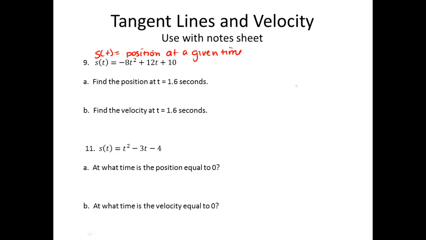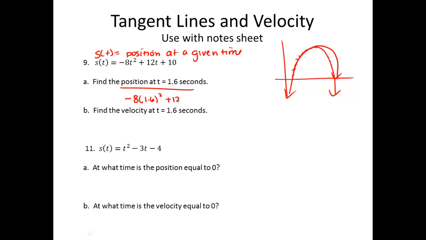So if we have a parabola, it's going to look like this, and we're talking about the position over time. So maybe we're talking about the height of something being thrown, a projectile. So to find the position at 1.6 seconds, we're merely plugging in the value that they give us. So I have -8 times 1.6 squared, plus 12 times 1.6, plus 10. If I substitute that in and calculate it, I'm finding the height of this projectile at 1.6 seconds after it's been released or kicked or dropped or thrown.